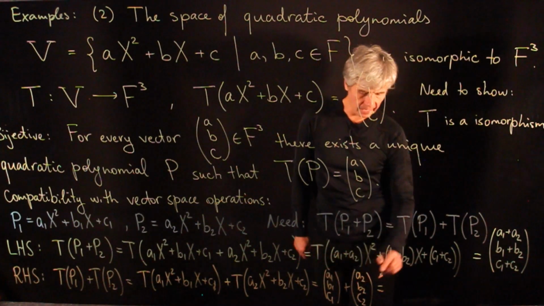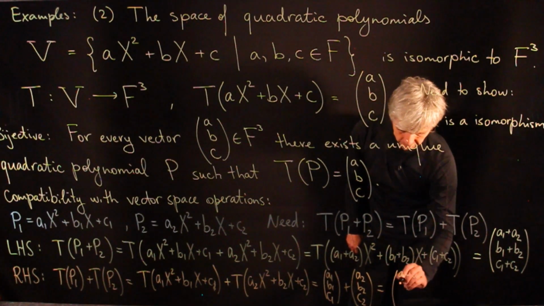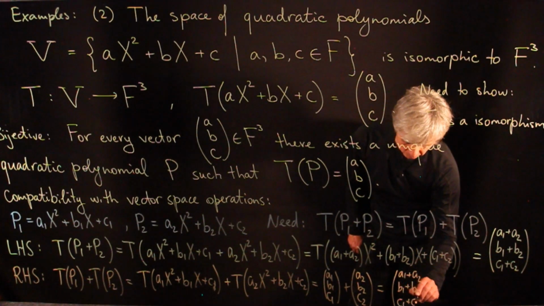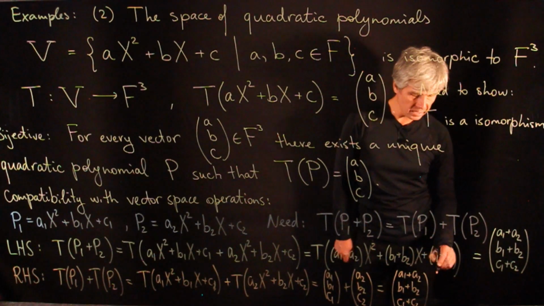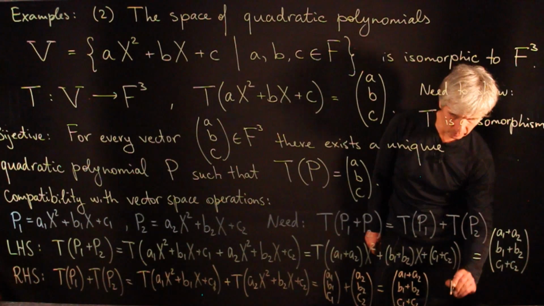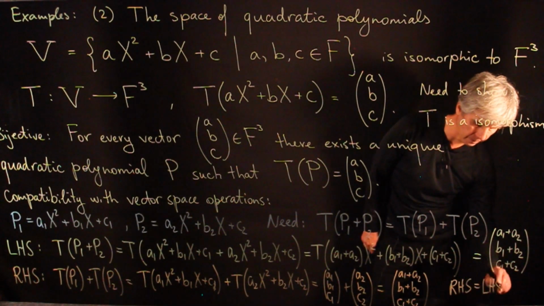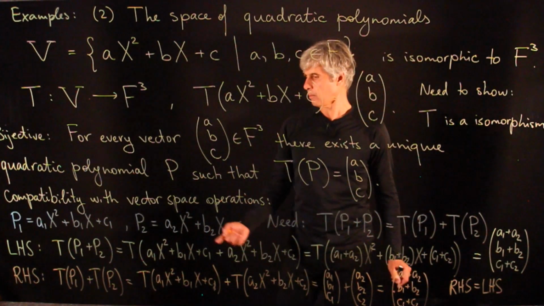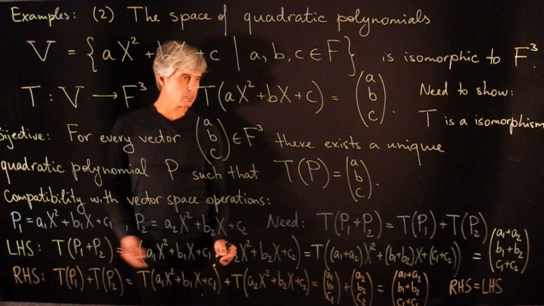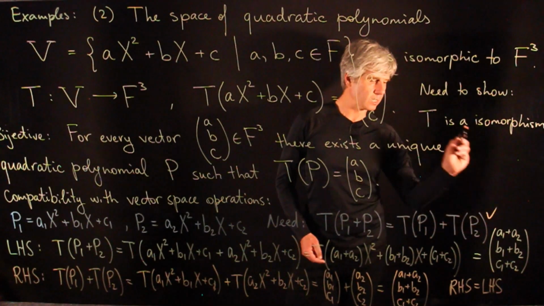So when we add these vectors, we get a1 plus a2, b1 plus b2, c1 plus c2. And what we see is that we arrived at the same result as for the left-hand side. So the right-hand side is equal to the left-hand side. And so this establishes this property here, right? So this is now established.